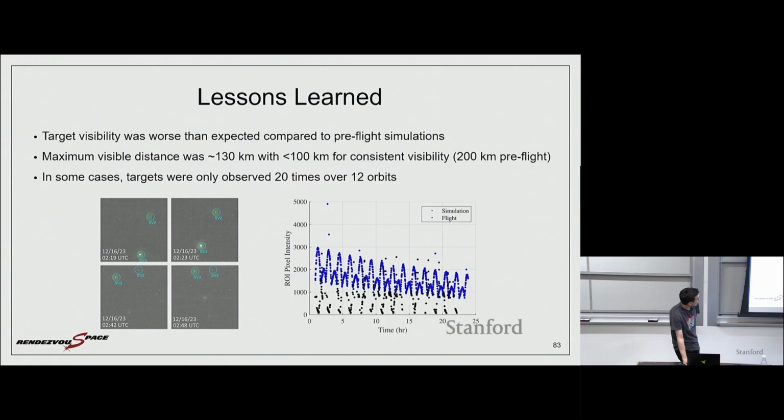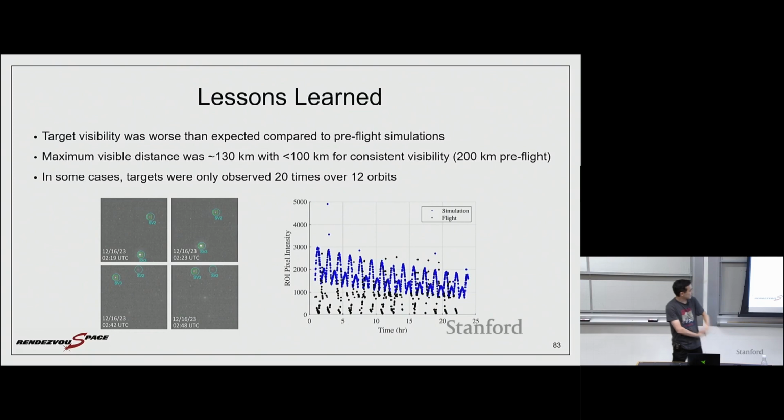I think the last couple slides here are just some interesting lessons from trying to do this in practice. So one thing was that the visibility of the target spacecraft was a lot worse than we expected. We had planned to be able to see targets at distances of up to 200 kilometers. In practice, anything over like 120 kilometers away was pretty much invisible.